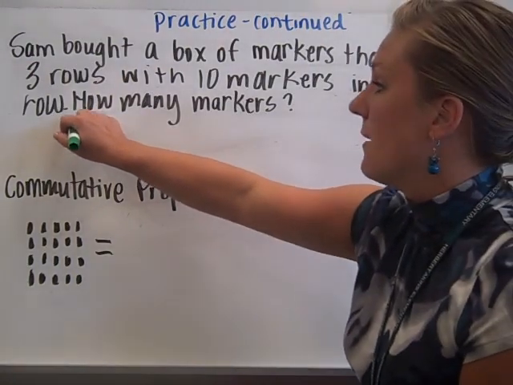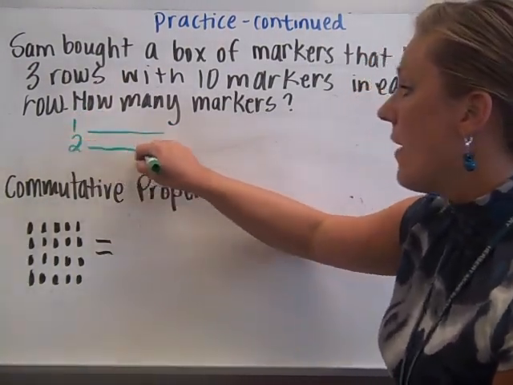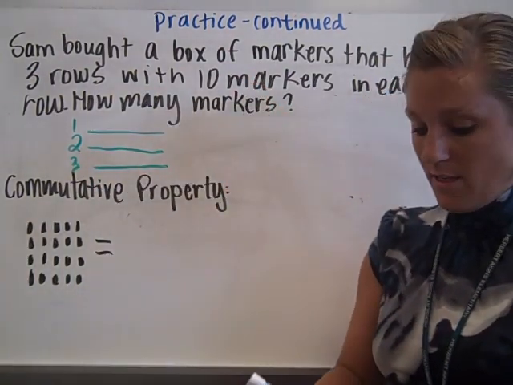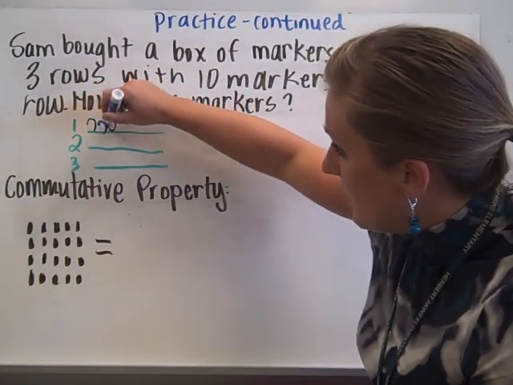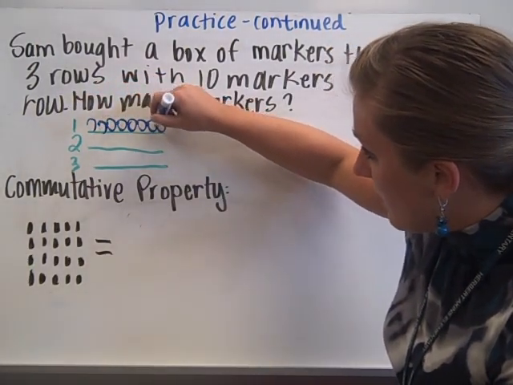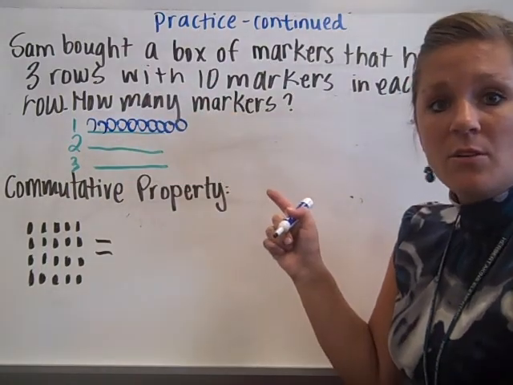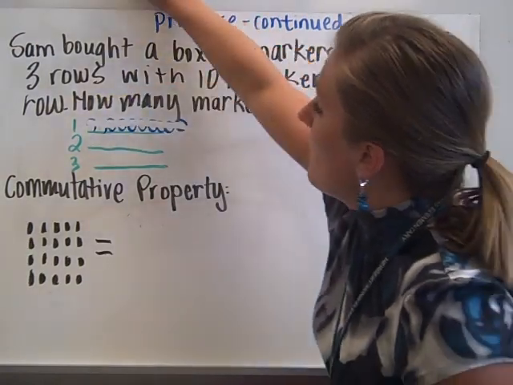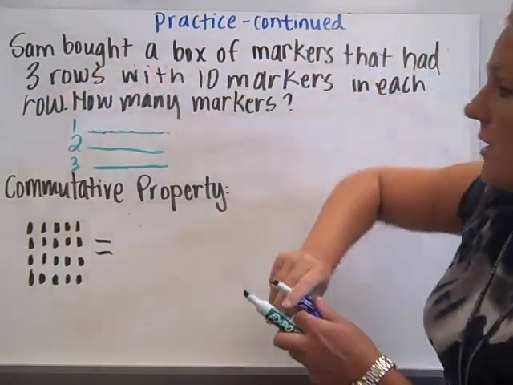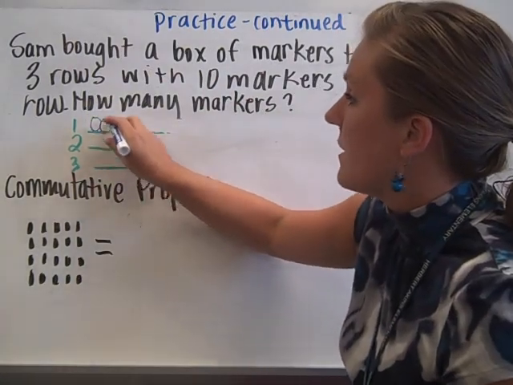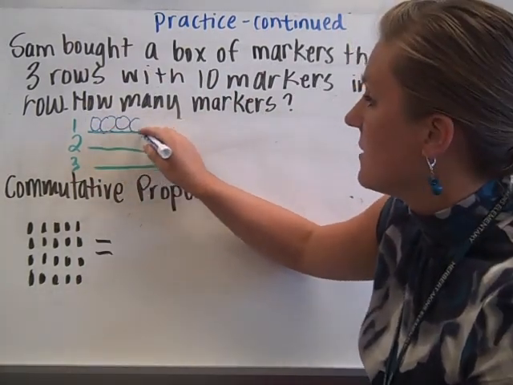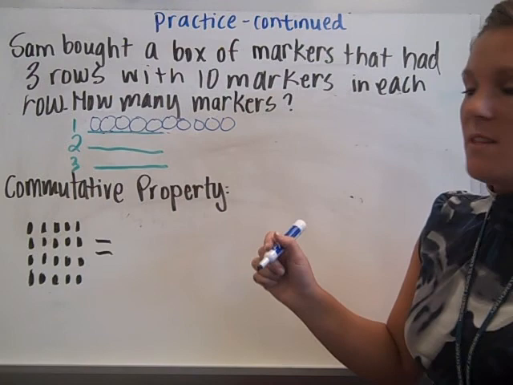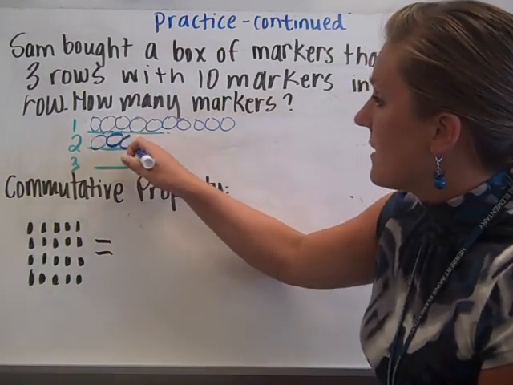Well, again, I can draw my rows. 1 row, 2 rows, and 3 rows. And now I know that he has 10 markers in each row. So you could do this and actually draw out 10 circles. Well, yes, let's do that since we're doing arrays. To speed up the process later, you could just write the number 10 and count by tens, but let's do this to stick with 5, 6, 7, 8, 9, 10, the way we just did the other problem. Okay, so each row is going to get 10 markers.